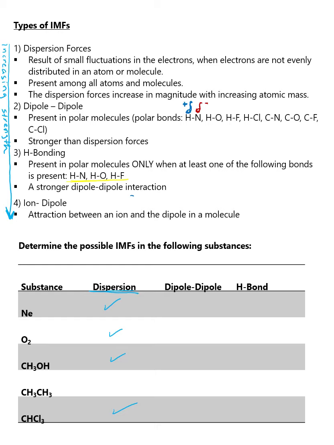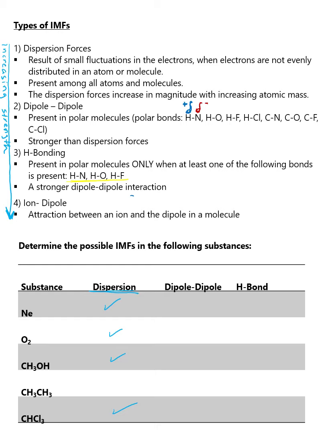So we don't have dipole-dipole or hydrogen bonds, right? Because you don't have any polar bonds. Neon is not listed anywhere in your list for polar bonds, right? So it's only dispersion.